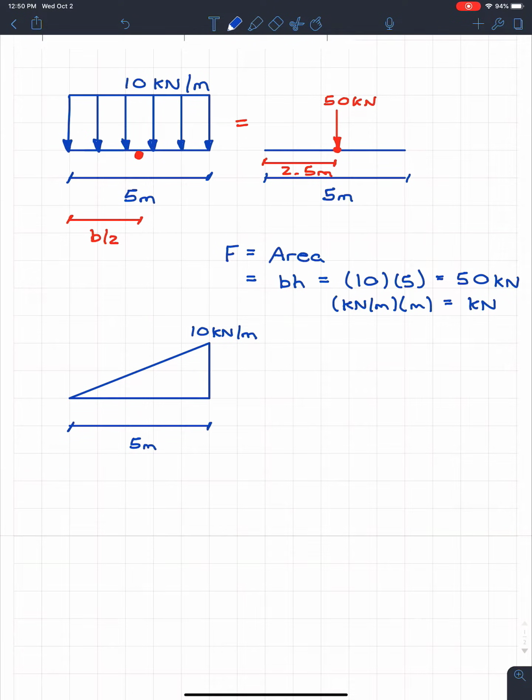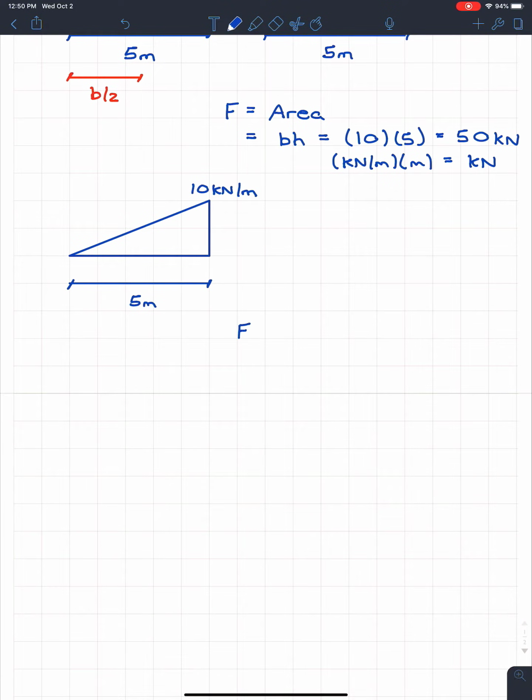So what you guys learned 10 seconds ago in the rectangular example is that the force is equal to the area. So now we just have to say, well, what's the area of a triangle? We know that's going to be 1/2 of base times height. So in this case, it's going to be 1/2 of 10 times 5, which is going to be 25 kilonewtons. So finding the magnitude of the force, that's not that hard. We just got to find the area of the distributed load. So in this case, it'd be something like this.